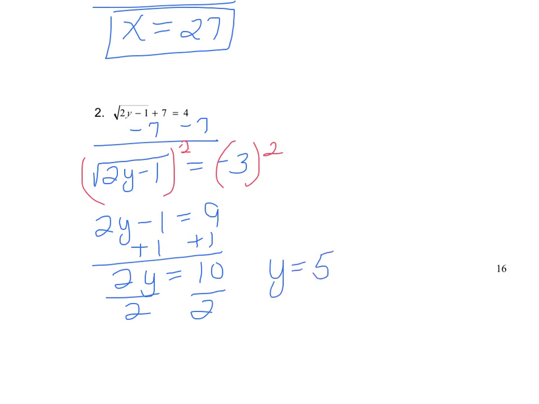We're then going to plug it back into the original and check to see if it works. Well, let's see. 2 times 5 is 10. 10 minus 1 is 9. Square root of 9 is 3. 3 plus 7 is 10. It doesn't equal 4. So we're going to have to reject this answer, and it's the only answer we have. So our answer will be the empty set. And that happens sometimes. All right, let's go on to another example.